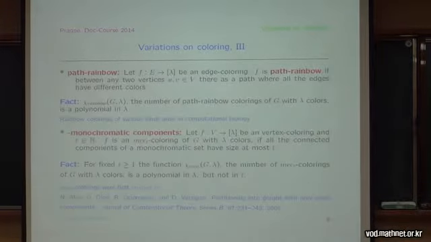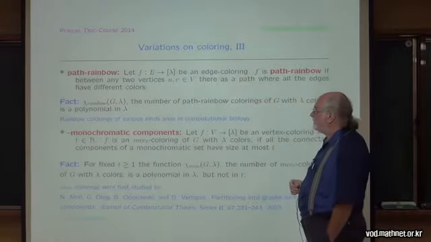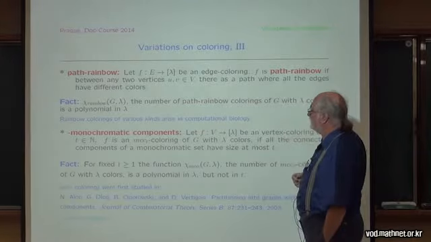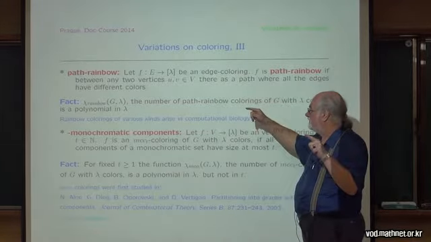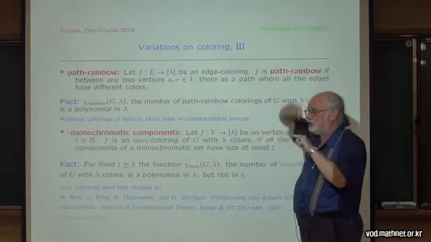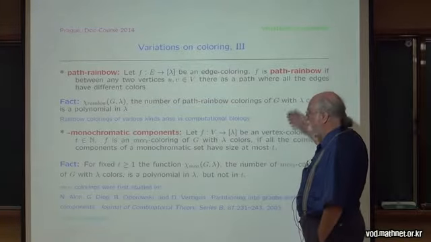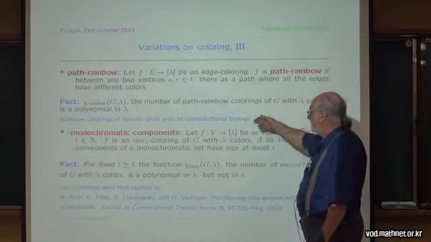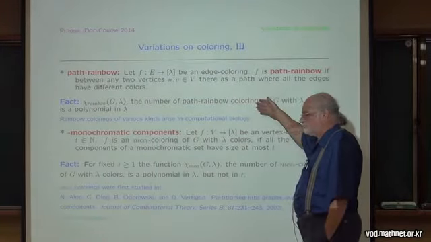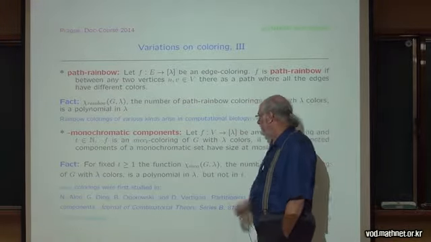At the same conference I heard more lectures, and somebody talked about path rainbow colorings. F is an edge coloring, is path rainbow if between any two vertices there is a path where all the edges have different colors. There may be another path which doesn't. And then we also found out that this has been defined in computational biology and has a natural interpretation. So we found out that this is also a corollary to our theorem. Then we have monochromatic components.